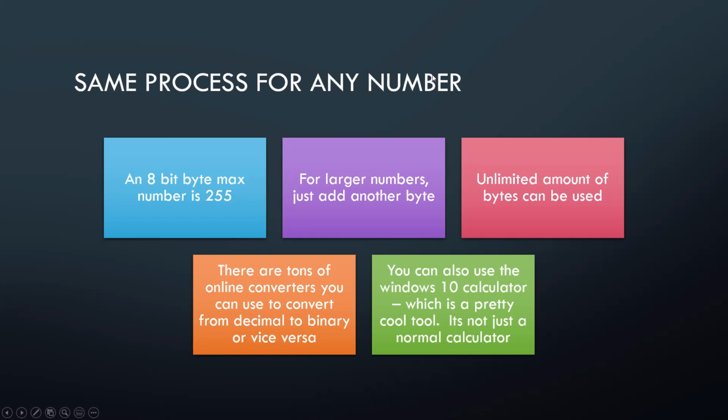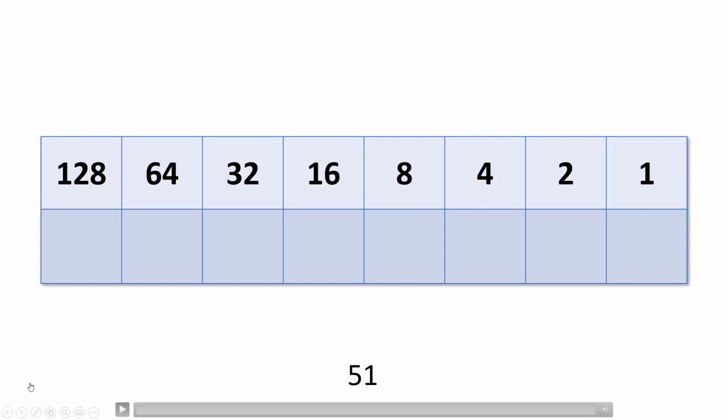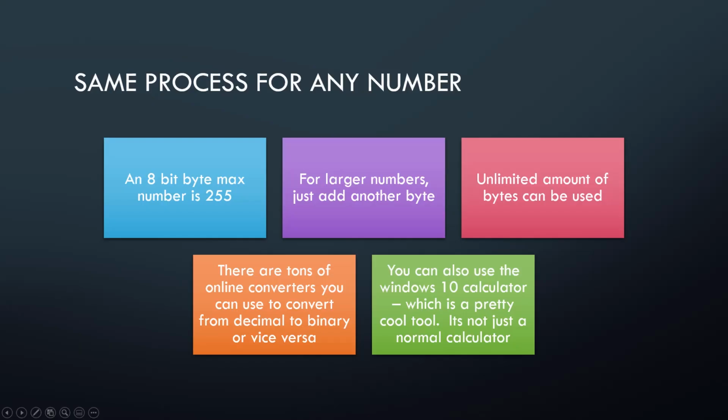It's the same process for any number. An 8-bit byte max number is 255. So if you had each one of those all turned on, it would equal 255. So I'm going to go back so you can see. If we did 128 plus 64 plus 32 plus 16 plus 8 plus 4 plus 2 plus 1, that would be 255. Okay, for larger numbers, just add another byte. Unlimited amount of bytes can be used.